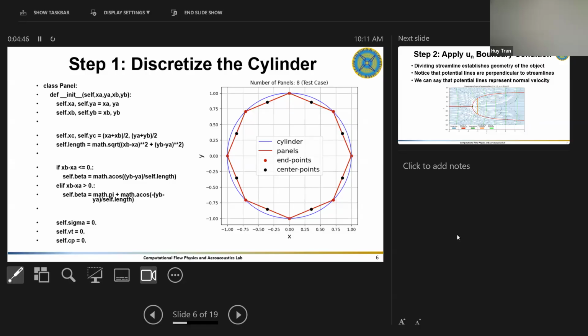So as I said before, what is relevant for each panel is obviously its X and Y start point, X and Y end point, which are the points I discussed earlier, followed by the center point of the panel, the length of the panel, and the normal incident angle of the panel. The three other values on the bottom, sigma, VT, and CP, we'll discuss more later, but just know that that is what we're calculating for by the end of this code. That's the point of this exercise.